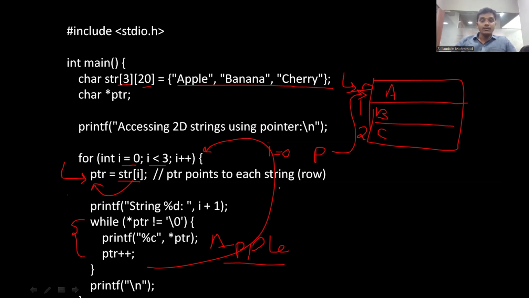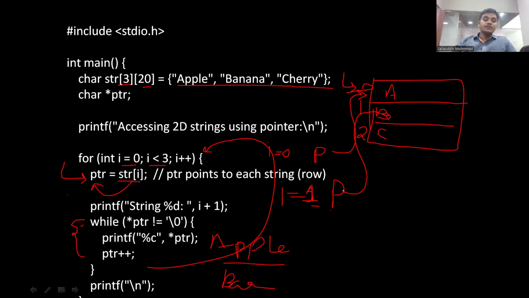Now i will be incremented. Then i equals 1, sorry, i will become 1. When i becomes 1, the same pointer variable points to the banana string. Now the pointer address has been changed. Initially it was pointing at A, now it is B, nothing but banana. So the address is also updated, and now it is going to print the banana characters.